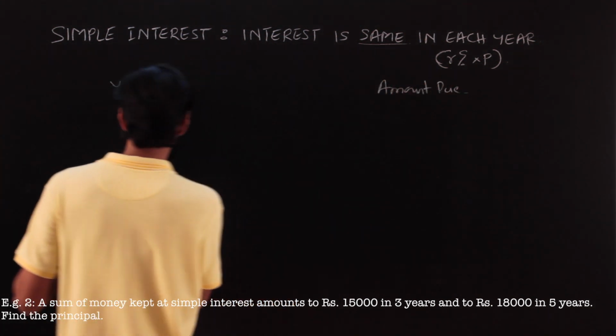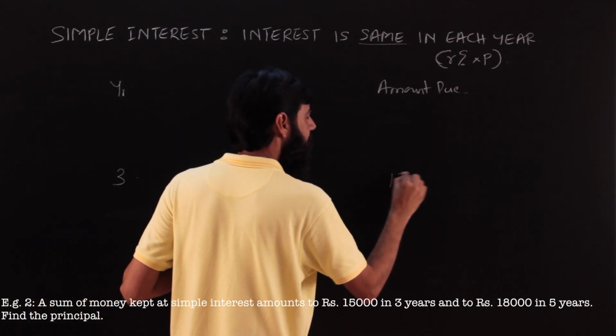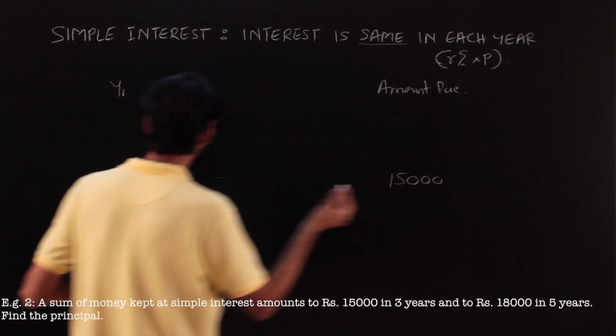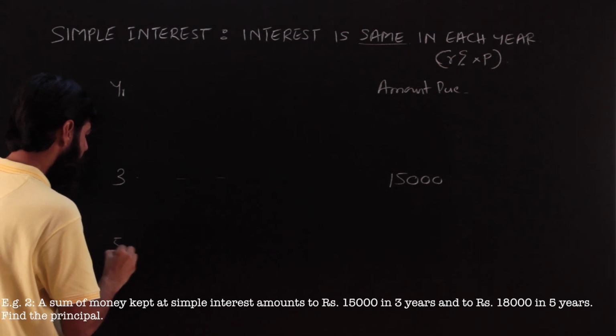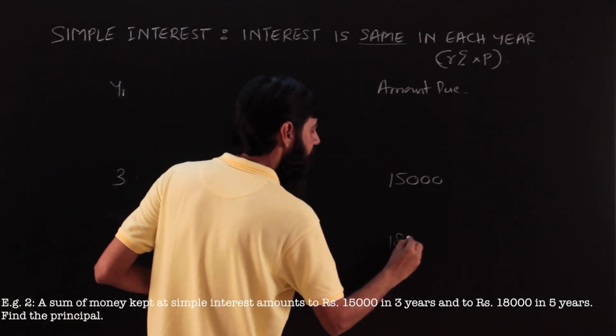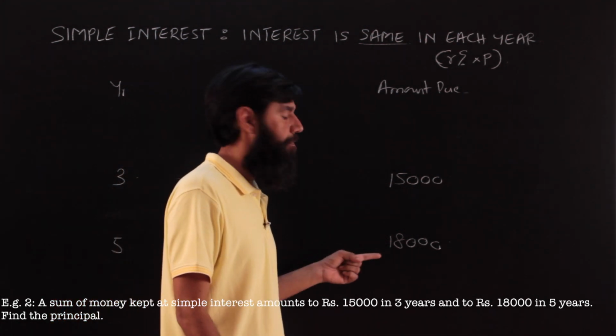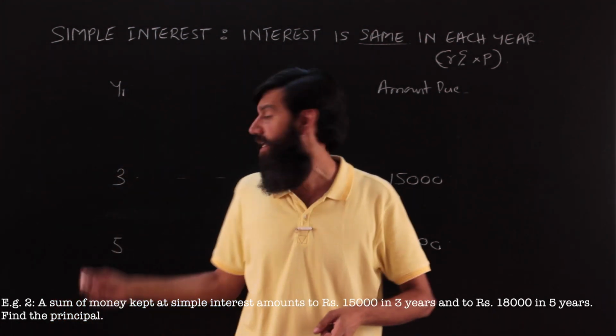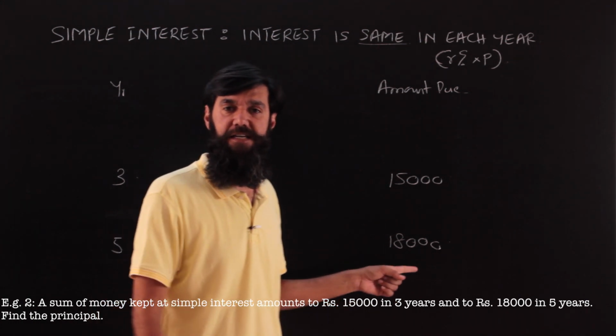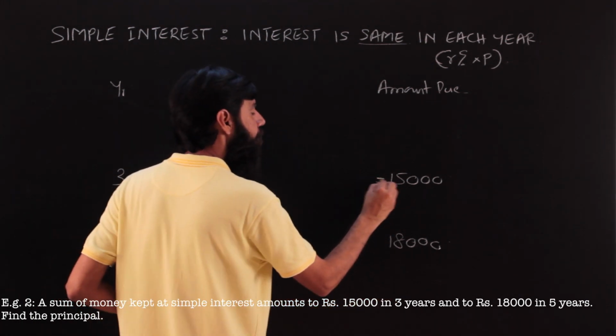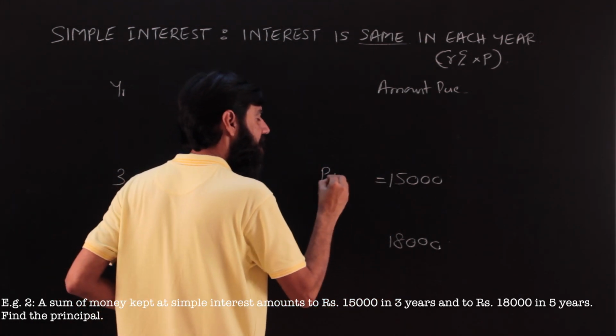Amount due, right? So the 3rd year, the amount due would have been 15,000, whereas at the end of 5 years, the amount due would have been 18,000. Now, why am I receiving more money if I wait for 5 years? Obviously, we know that the amount due is nothing but the principal plus the interest.